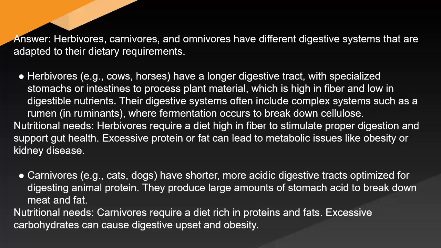Carnivores, e.g., cats, dogs, have shorter, more acidic digestive tracts optimized for digesting animal protein. They produce large amounts of stomach acid to break down meat and fat. Nutritional needs: carnivores require a diet rich in proteins and fats. Excessive carbohydrates can cause digestive upset and obesity.